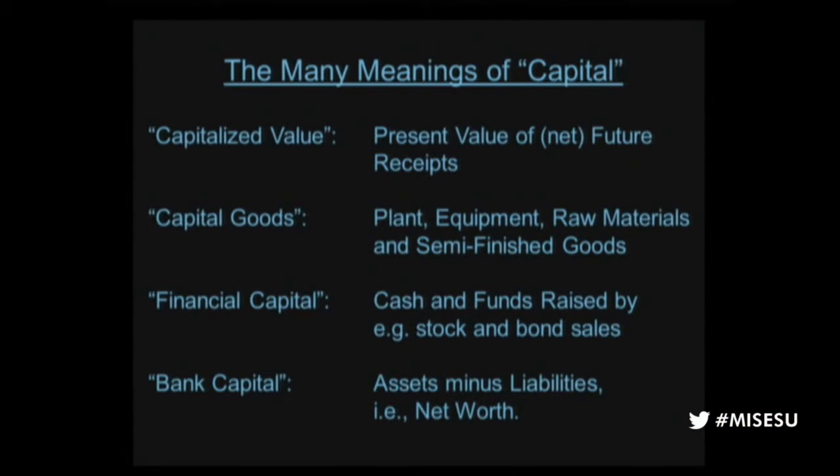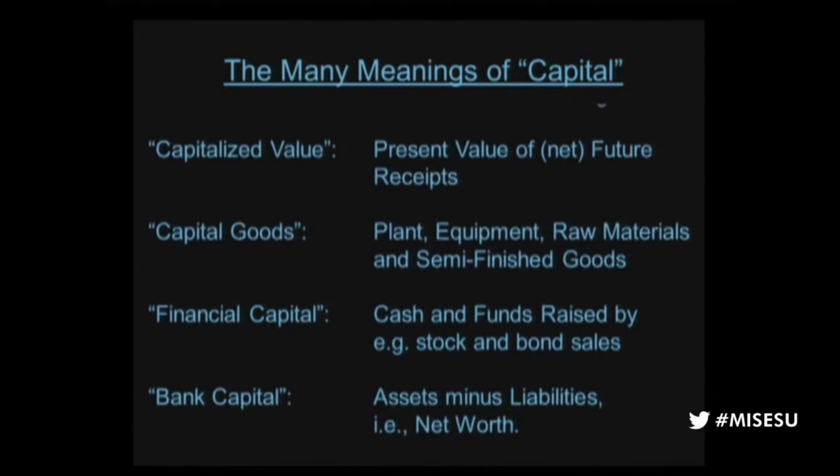Let's see if we've got a third one. Capital goods, you see this in Mises, which just refers to plant and equipment, raw materials, semi-finished goods in the production process. And above that, here's capitalized value, which is the present value of net future receipts. It corresponds to a company's operation. They could calculate or try to present value of the future receipts. That's the capitalized value of a project or of the firm, for that matter.